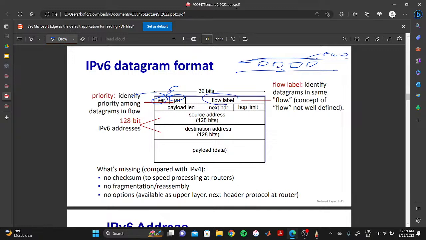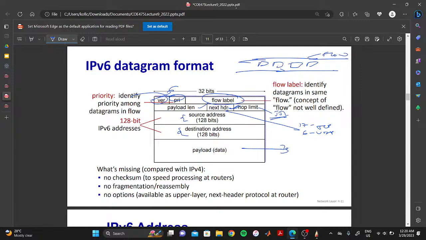So this is your flow label. The payload length. The next header, which is sort of like your upper layer header: is it TCP or UDP? I think TCP is 17, UDP is 6, something like that. Hop limit, this is your TTL, your time to live field. Source address, 128 bits, and destination address, and this is your payload.